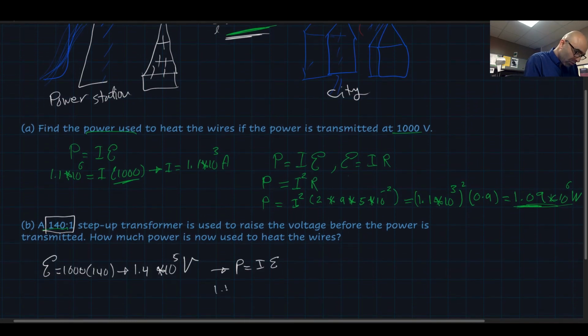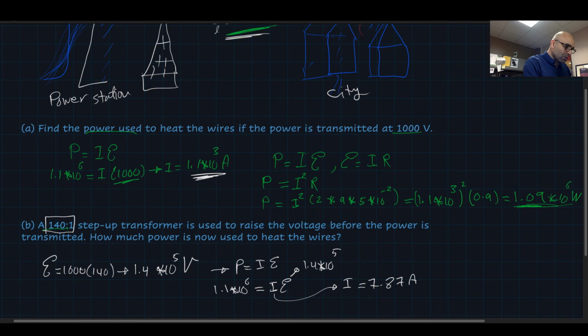So 1.1 times 10 to the power 6 is equal to I times E. Plug in E here as 1.4 times 10 to the power 5. The only unknown is I. Calculate that and you will get I equal to 7.887 amps. And that's a much smaller current than the one we calculated here. This one is almost bigger than 1100. This is much smaller.